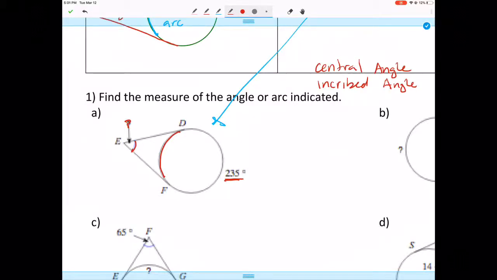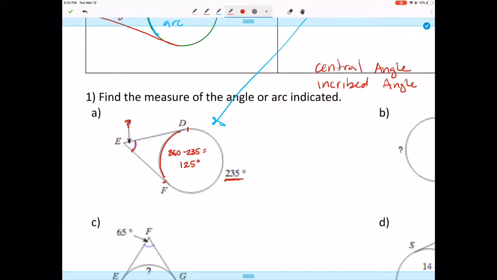Warner, a circle is 360 degrees, so the small part, we could just do 360 minus the major arc, and that would give you your minor arc. And I would say, yeah, you're right. Thanks for pointing that out.